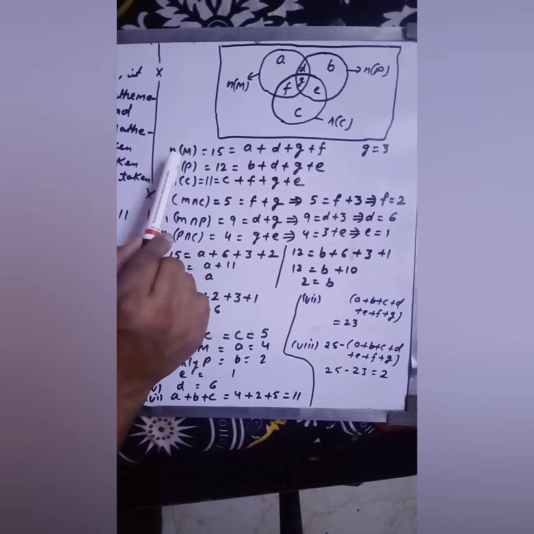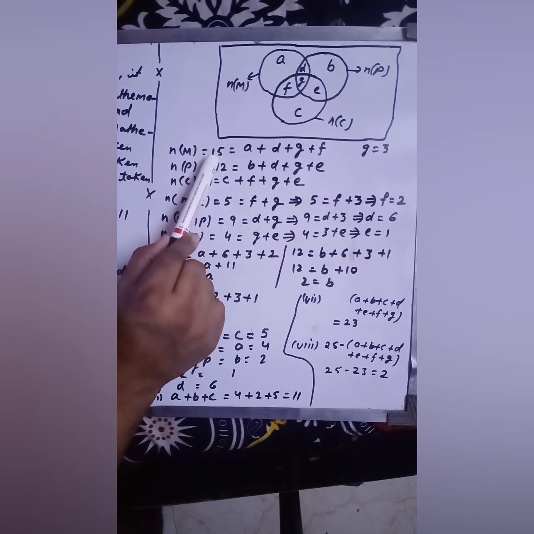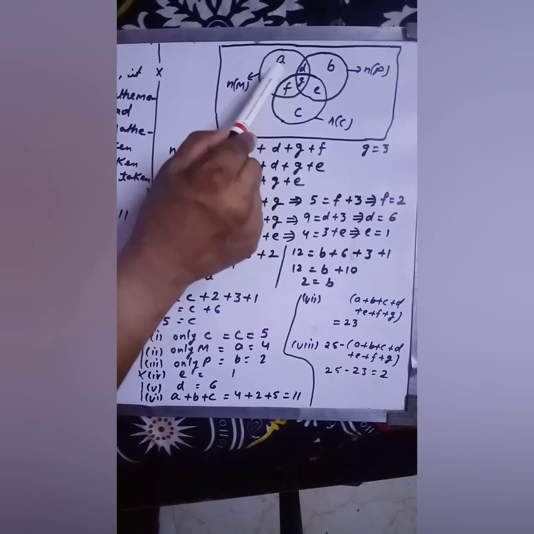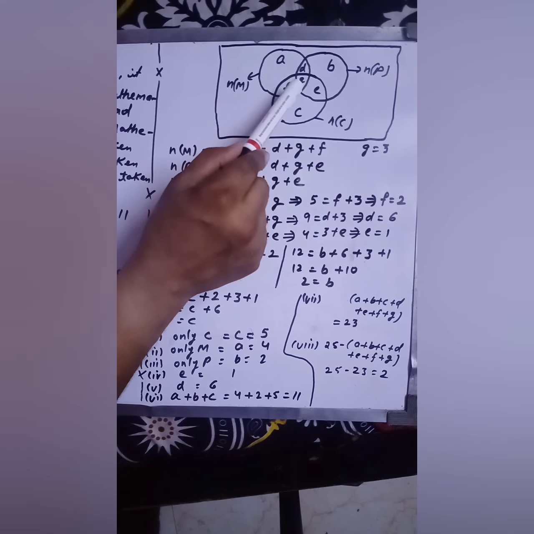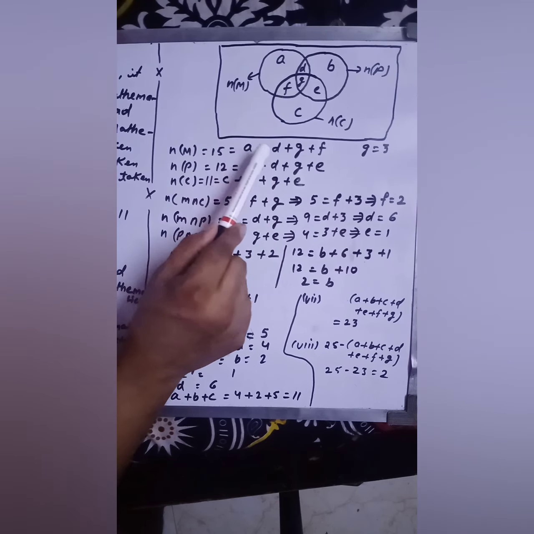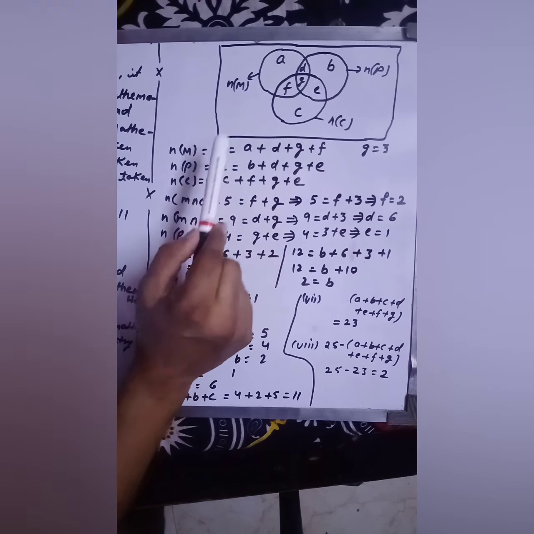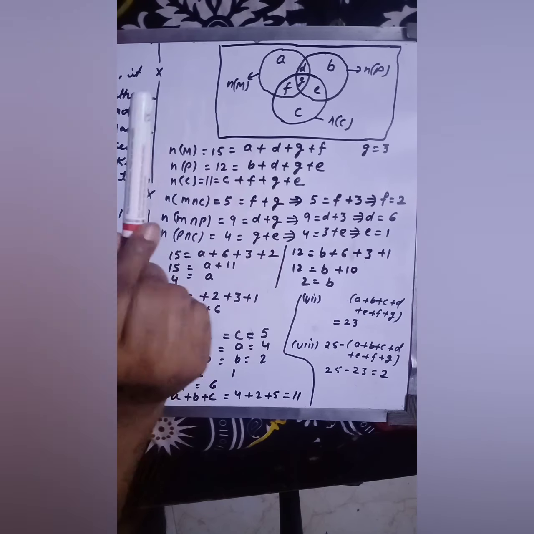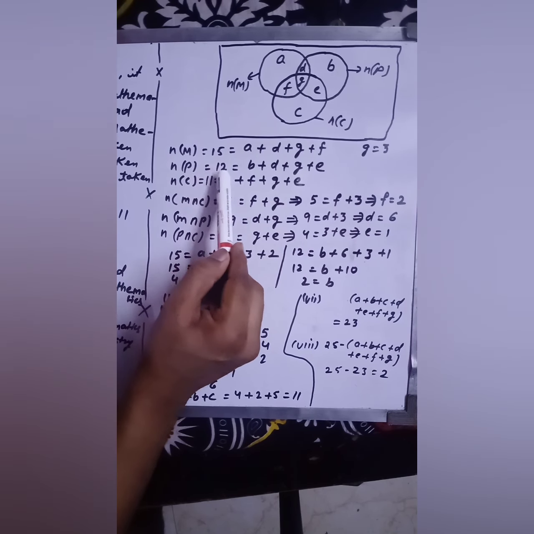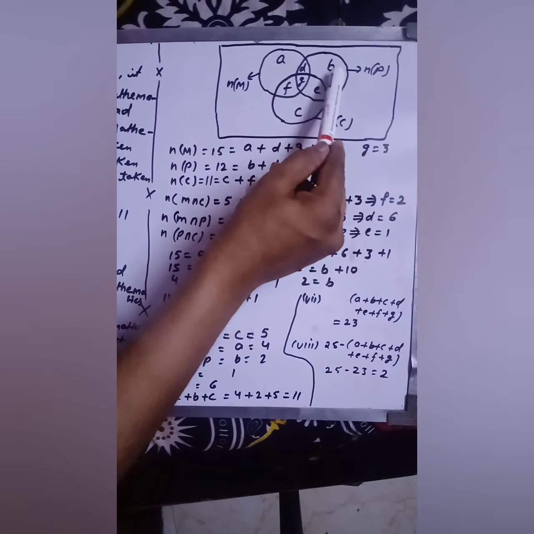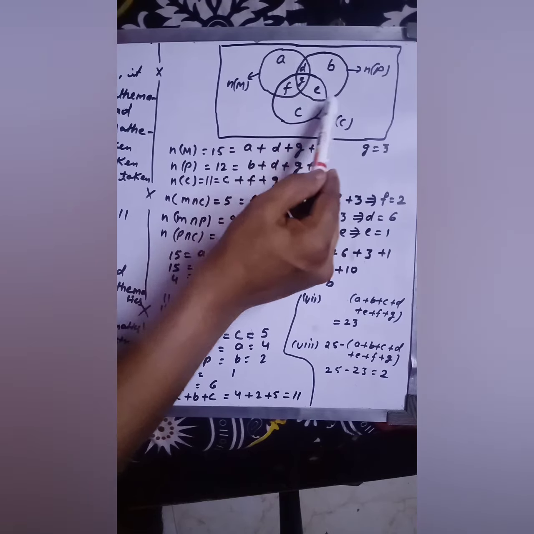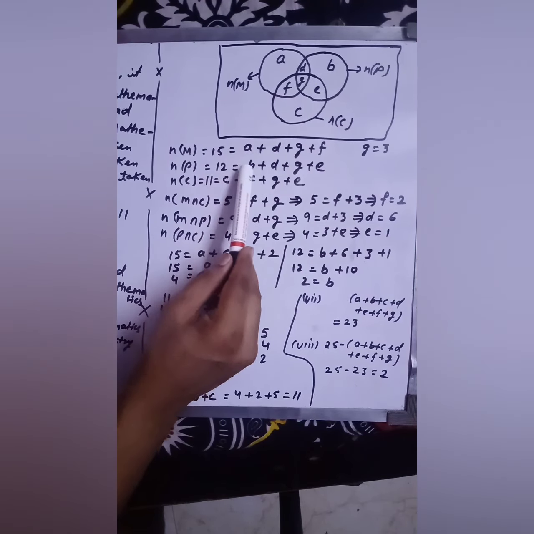Okay. So here in the question, the total number of students who had taken mathematics, that is 15. This value is given to us. That means the students who had taken mathematics are A, D, G, and F. So A plus D plus G plus F, that 15 is equal to this value. Now, the number of students who had taken physics, that is equal to 12. So for physics, I can write B, E, D, and G, because all of them are coming in the physics part. So you have to write all these values.